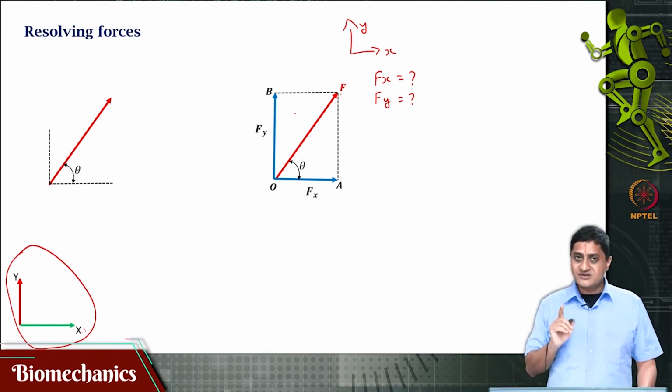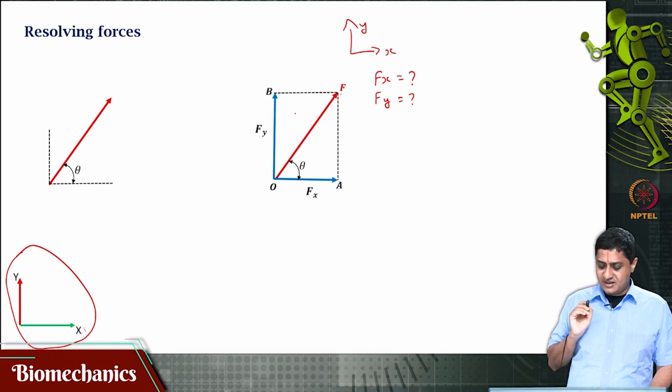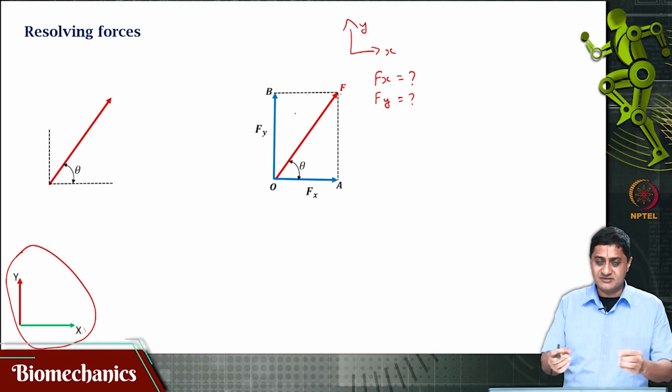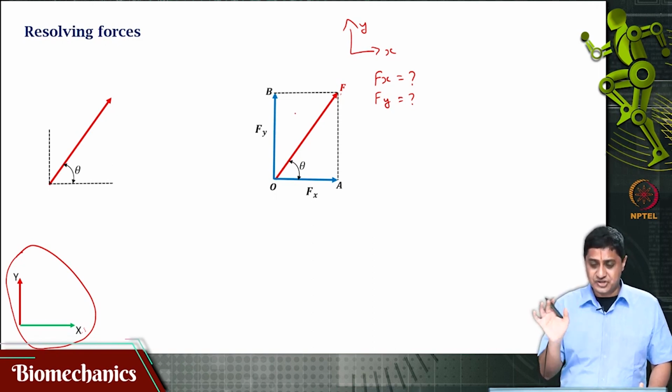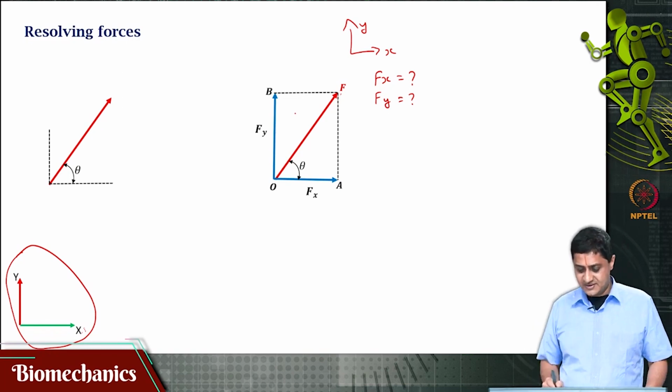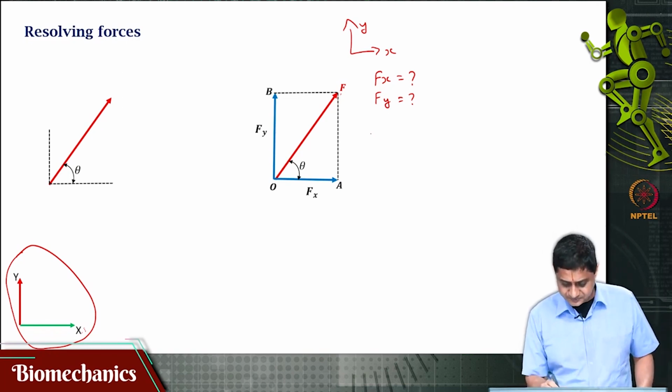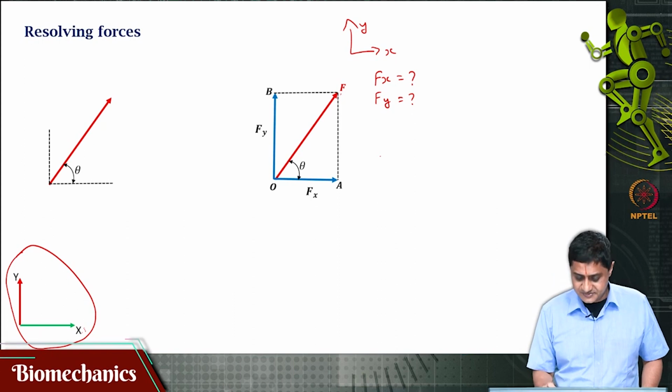So coming back, what is the problem that we are dealing with? We have F that is known, a force acting at an angle of theta to the x axis. What is asked? I would like to know the corresponding x and y components of this force. This is what is asked. Well, how do I find this?